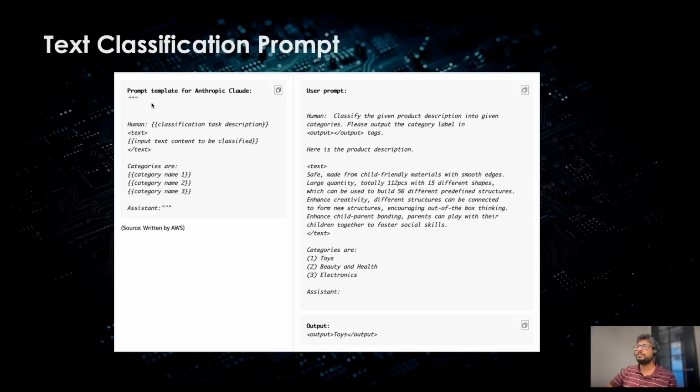Some examples of good prompts are for text classification prompts. You can use the prompt in this way. This is taken again from Anthropic Claude's documentation. So here is one such prompt for text classification. You give a clear instruction to the LLM on how you want your output to be.